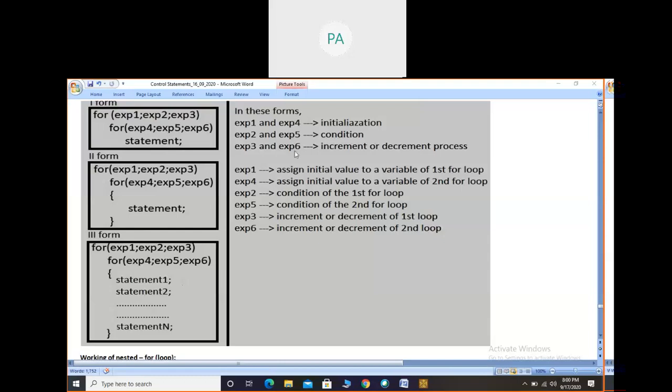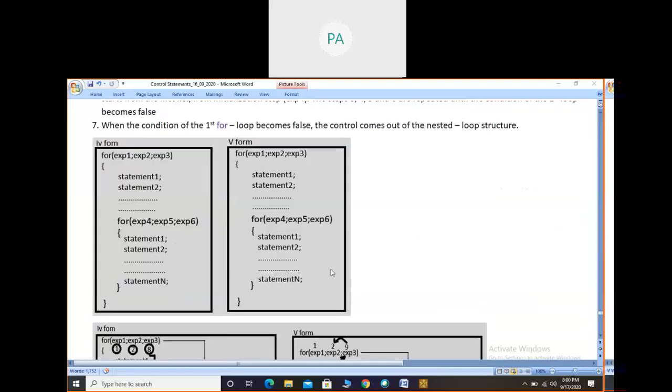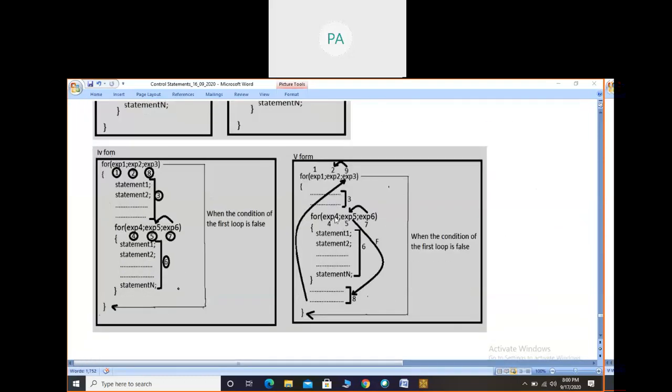But while we are discussing the fourth and fifth form now, there are some statements before the second loop, and there are some statements after the second loop. Those statements also we have to consider. Those statements belong to the first loop, not the second loop.